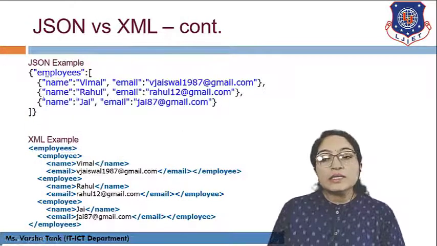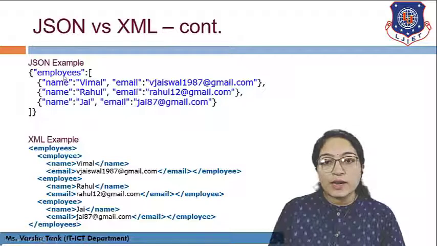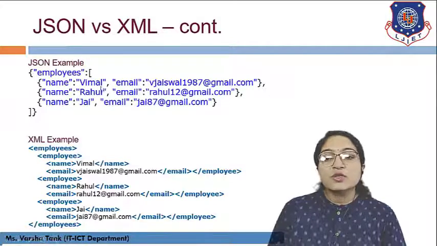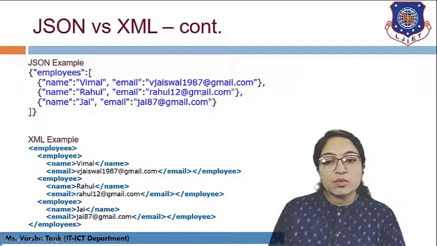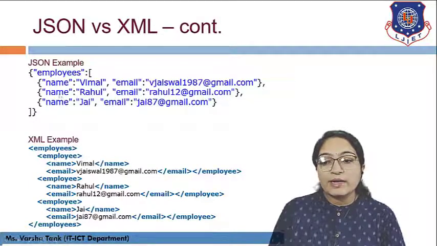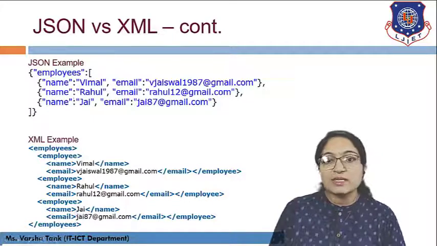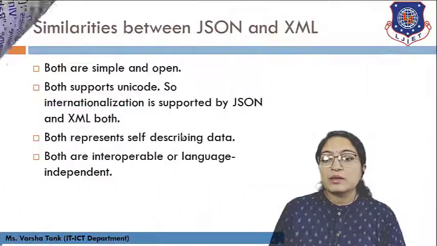Now here you can see an example in JSON and the same example in XML. Here employees is there, which has three records. So an employee array is there in the JSON object. Name is Vimal, email is this; same way name is Rahul, email is this; and the next record is about Jay and his email. And the same records you can define in the XML file this way. So this is the different representation in JSON as well as in XML.